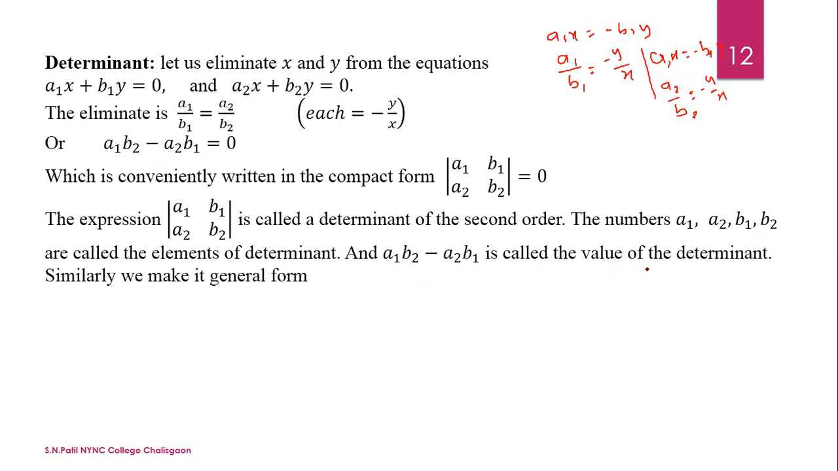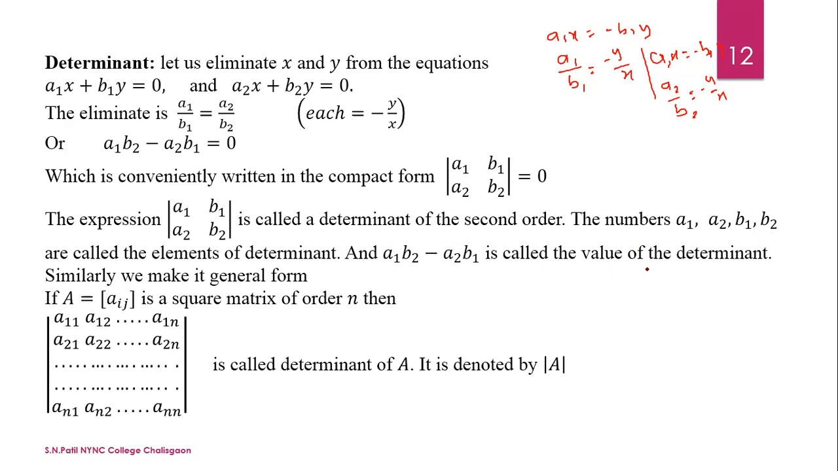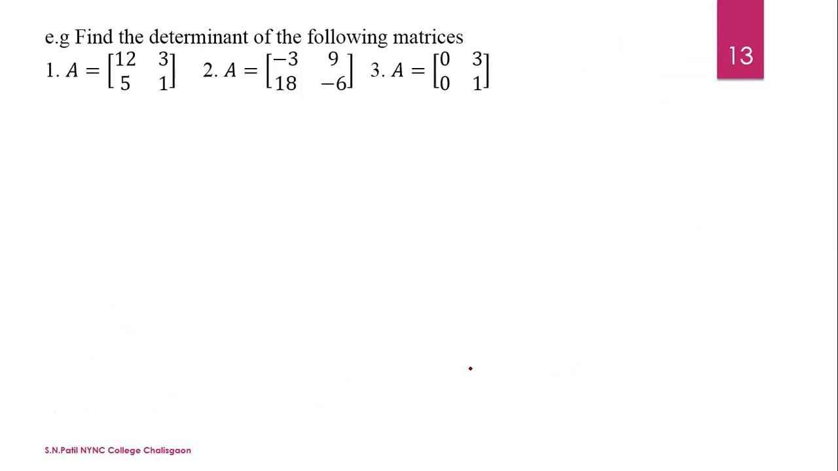Similarly, in general form, capital A is a square matrix of order n having elements aij, where i is the row and j is the column. The order of this matrix is n by n. The determinant of this matrix is denoted by mod of A. Okay, let us take an example.